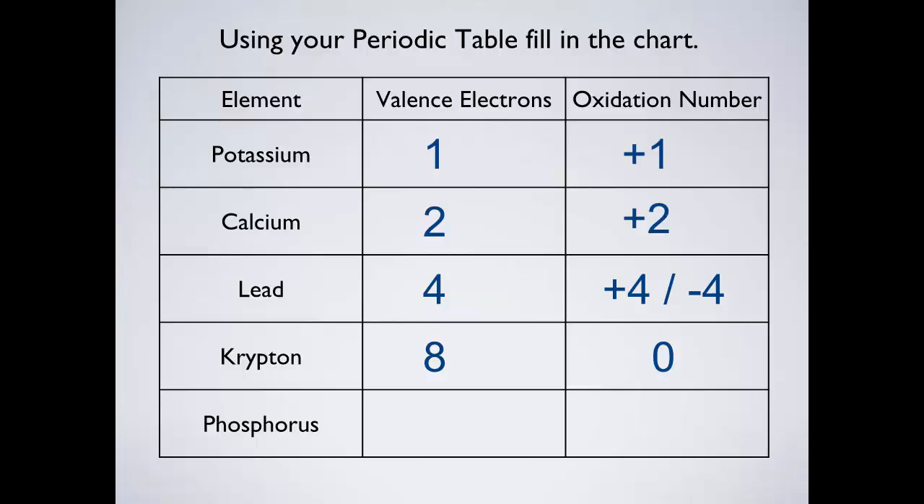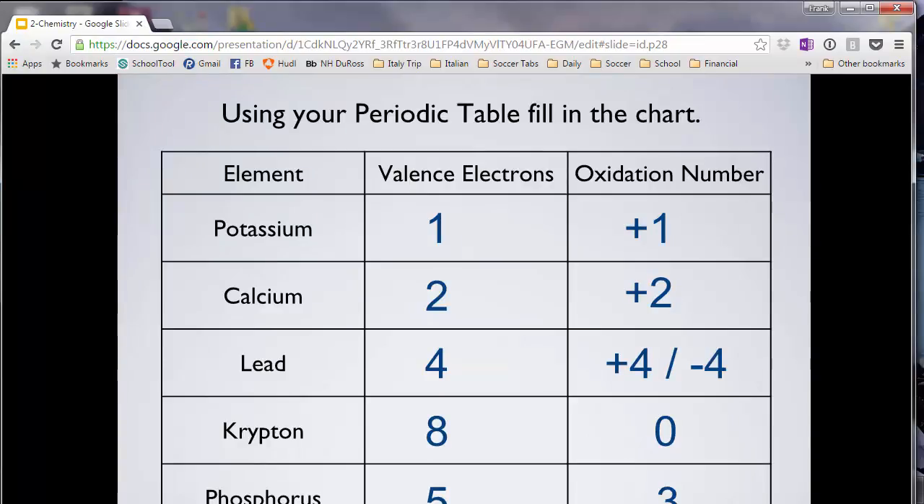Then lastly, phosphorus. Taylor? 5. 5 outer electrons, 5 valence electrons. What does that make its oxidation number, Taylor? -5. Not -5. How many is it missing? 3. -3. So it's missing 3 electrons to get up to 8 to have that full outer shell of electrons. Does that make sense? All right. So tomorrow we'll talk about how these numbers are used to figure out what compounds will be formed by different elements.